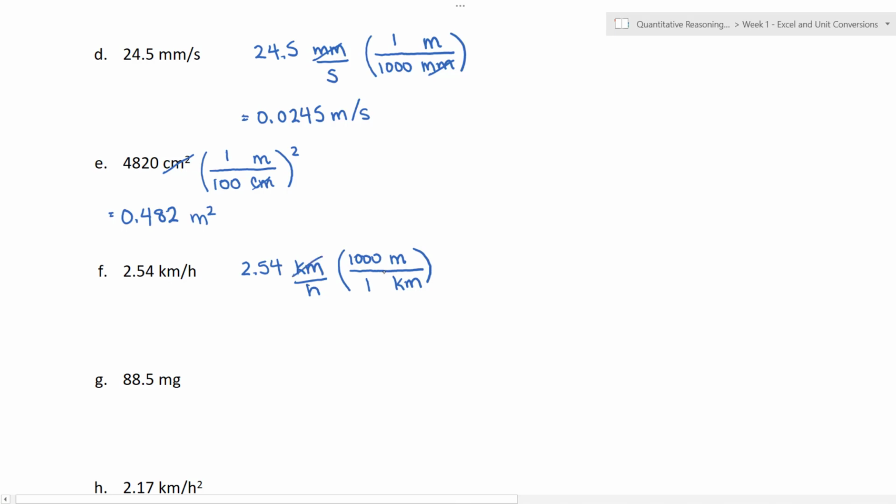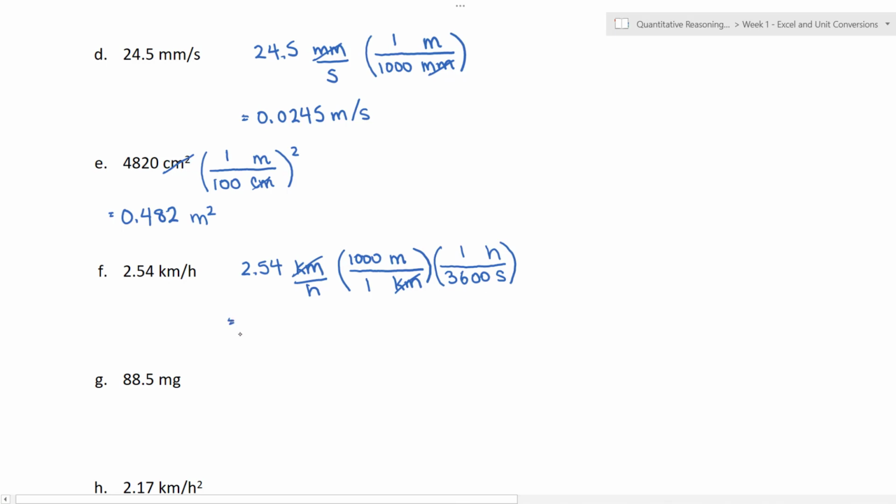Now we know kilometers are canceling out. So we've changed our kilometers to meters. Now we need to do the same thing with hours because hours is not the correct SI unit. So I'm going to get rid of hours by putting it in the numerator. It was in the denominator before. Now I'm going to put it in the numerator to cancel it out. Instead of hours, I want seconds. Now I write the equivalency. 1 hour is the same as 3,600 seconds. Now I can type all of this up on my calculator.